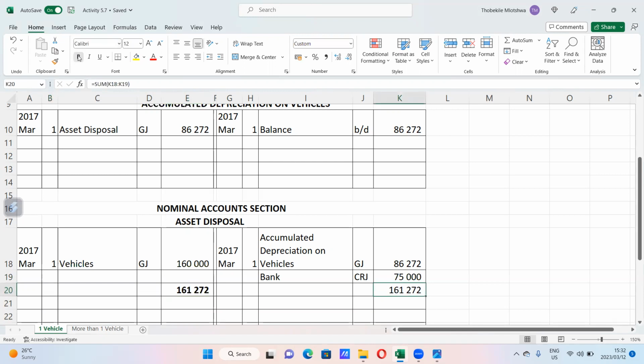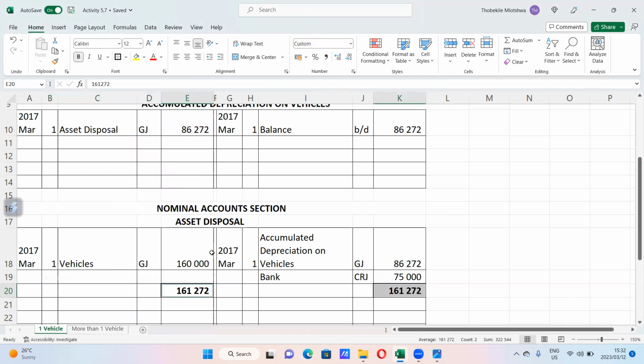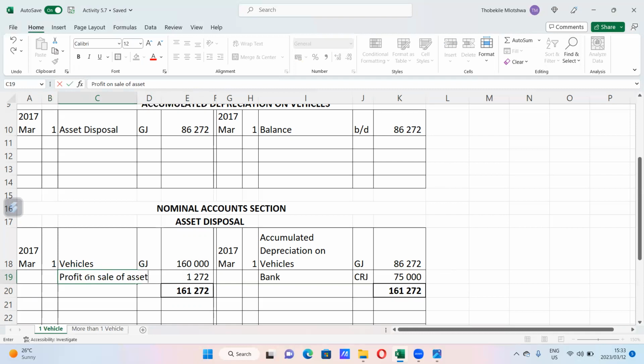So please concentrate. Instead of saying balance brought down, let's find the difference, which is 161,272 minus 160,000, you get 1,272. So that when you add, if you add the side as well, you should get the same amount. But instead of making this balance brought down, because it's on the debit side, it's going to go to the credit side, which makes it a profit. So it's going to be profit on sale of asset, or you can say profit on sale of fixed asset.